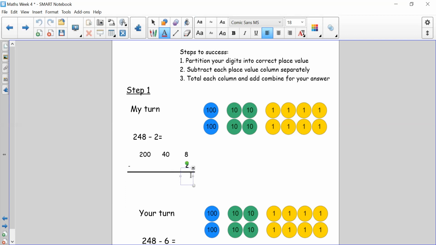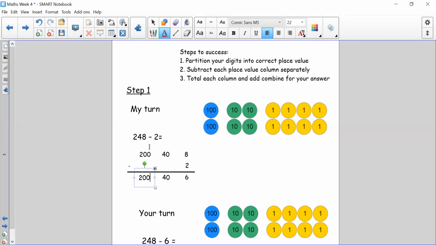Well, 8 take away 2 is 6. I know that because I know that 8 take away 2 is 6. If you did not know that, you could use your fingers or you could put 8 in your head and count backwards 2. You are taking away, you are not adding. So your answer will be smaller than the number you started with. Okay, 40, take away no other tens, is going to still be 40. And 200, take away no other hundreds, is still going to be 200.